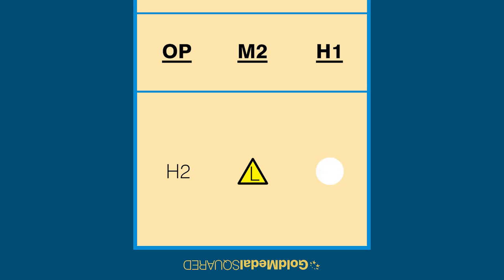The player in zone 1, the setter in this example, must be behind the H1 and to the right of the libero. The H1 must be in front of the setter and to the right of the M2. The M2 must be in front of the libero, to the left of the H1, and to the right of the opposite. The opposite must be in front of the H2 and to the left of the M2.